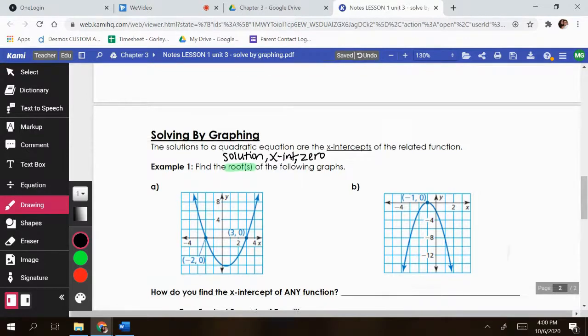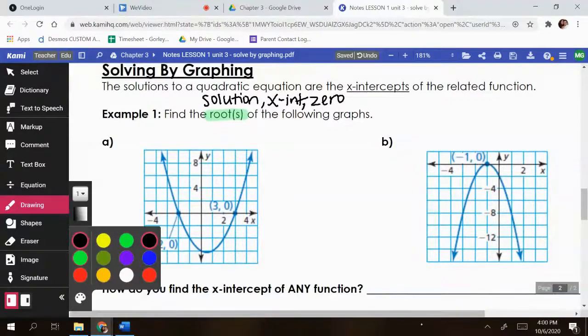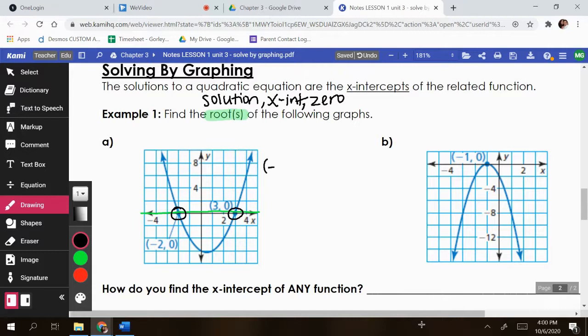So if I want the roots, I just have to figure out where my x-intercepts are. So let's highlight the x-axis. Where does the function cross the x-axis? It crosses the x-axis here and here. So my solutions are going to be -2 and 3 because that's where my x-intercepts are. Okay, notice that this is not the same thing as an ordered pair. I'm just writing a list of x values, and I put the lower x value here and the higher x value there.